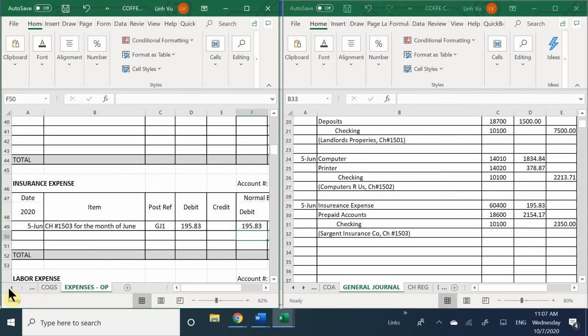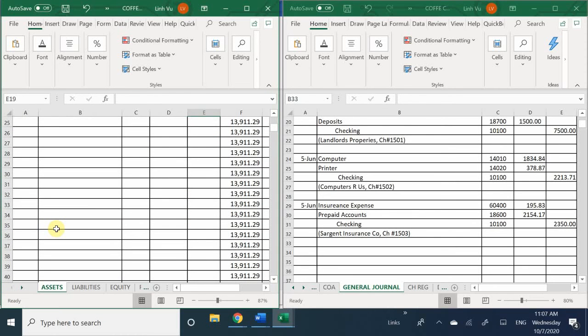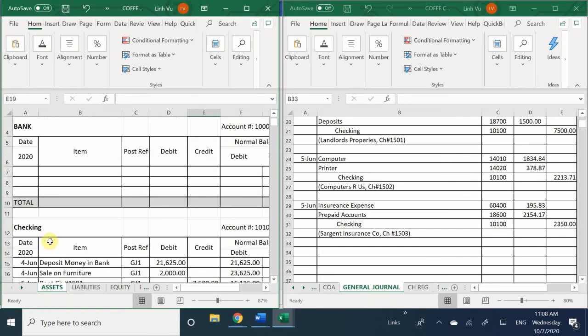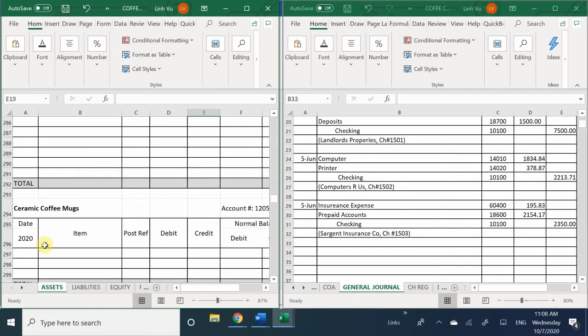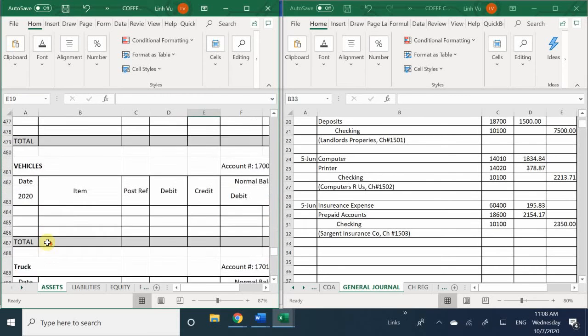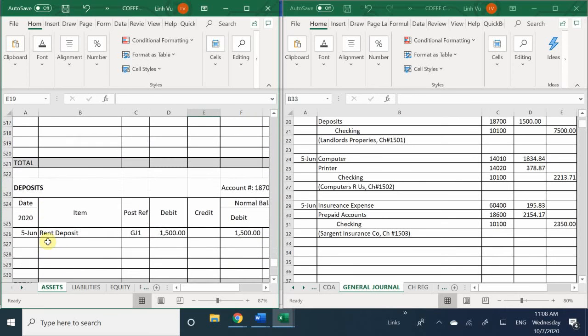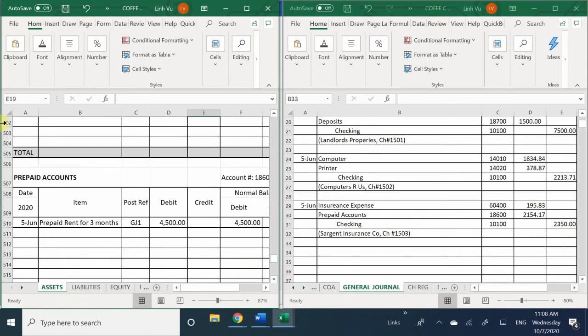Okay. So then the next account that we're going to be looking at is prepaid accounts. So again, that should be on page 16. So that should be at the very bottom of the Excel sheets. So here are my vehicle, here are my deposits, so it's right here, prepaid accounts.